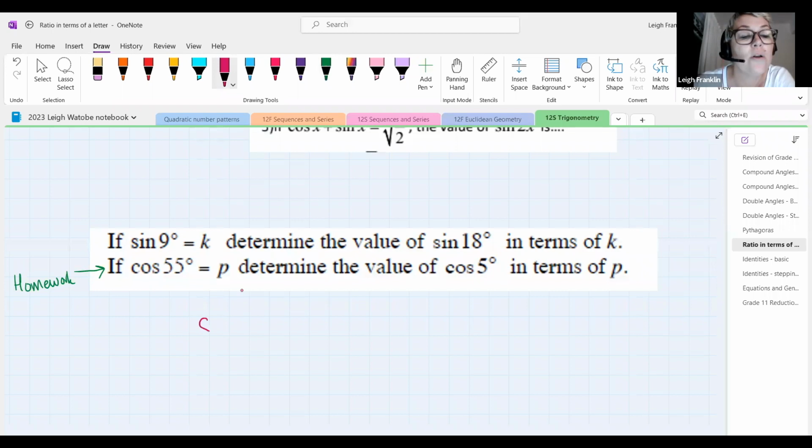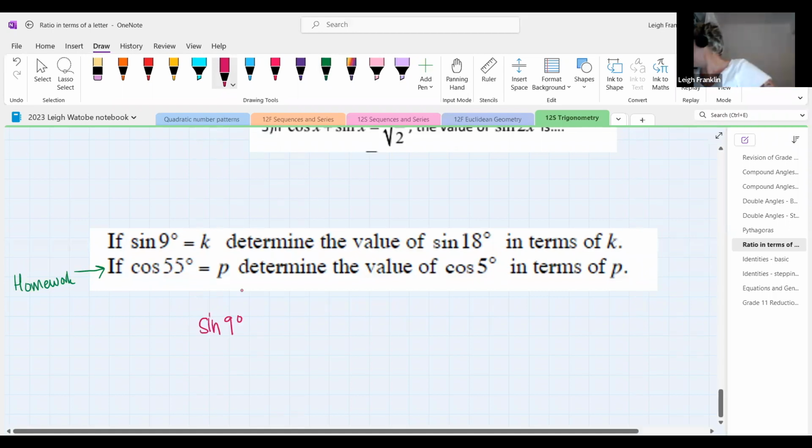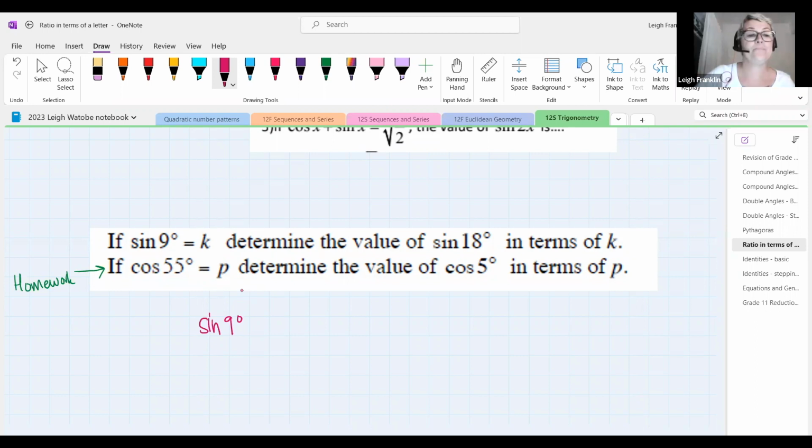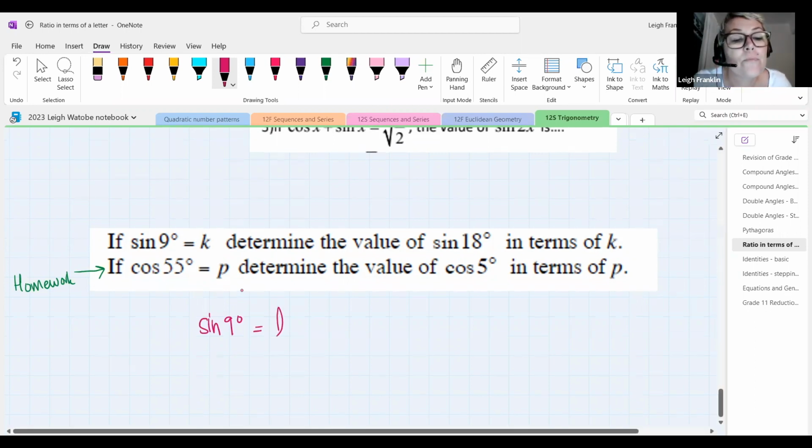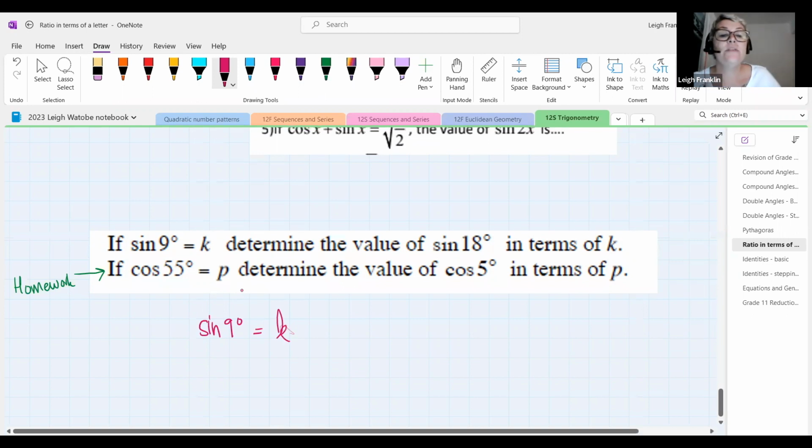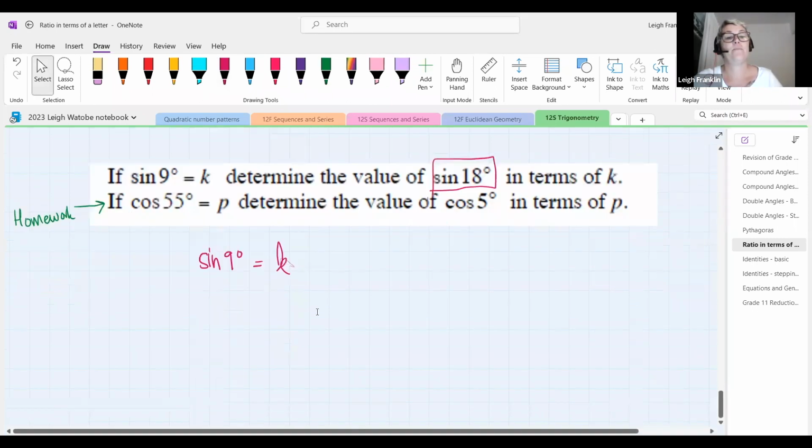So we have got the sine of 9 degrees. Sorry, my window is wide open. It's blowing in here. Let's close it. Okay, the sine of 9 degrees is equal to k. They want us to determine the value of the sine of 18 degrees in terms of k.